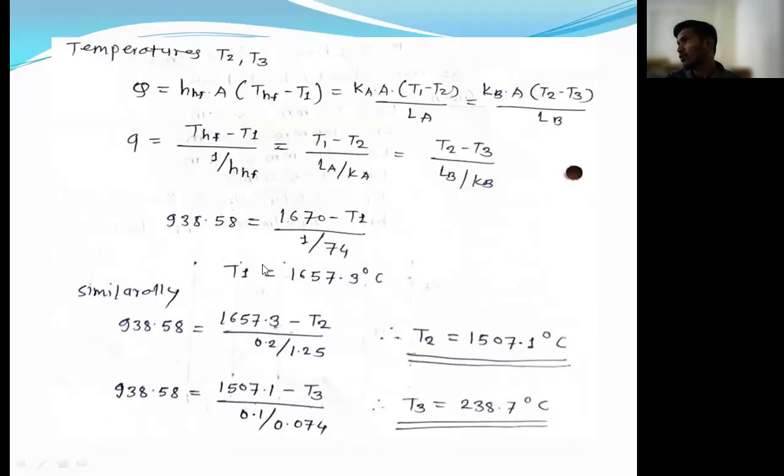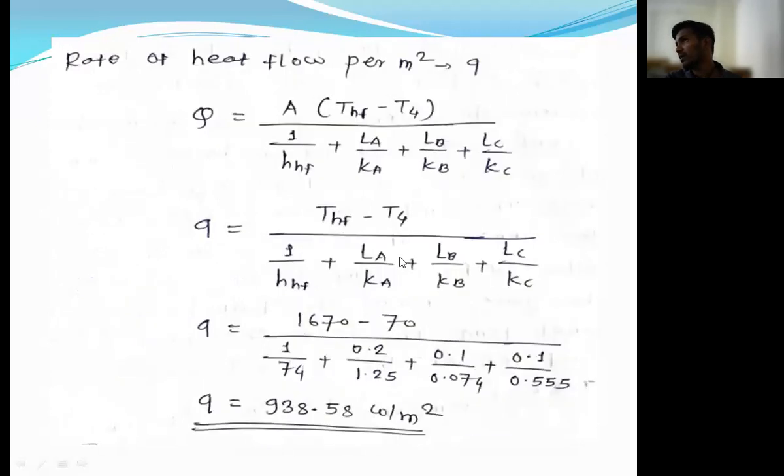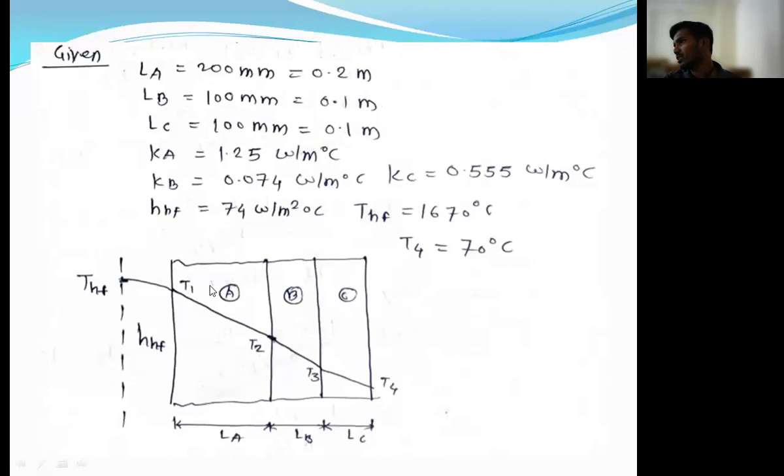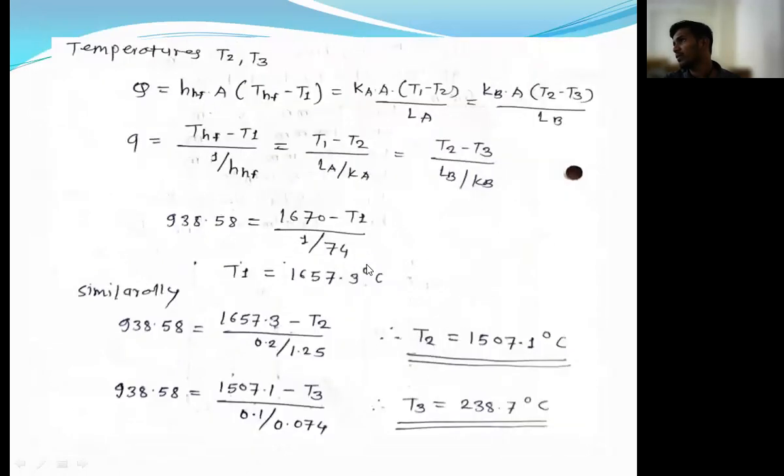In the last lecture we solved some problems related to conduction. In that we solved the problems related to the composite wall. This is the problem related to the composite wall. At one end we considered convection heat transfer, and in the three plates conduction takes place. According to that we solved the problem.